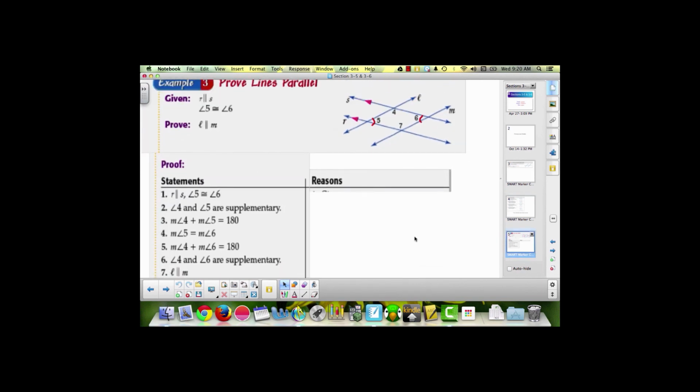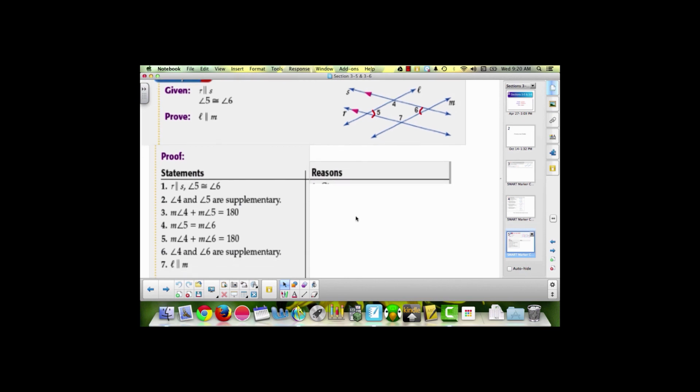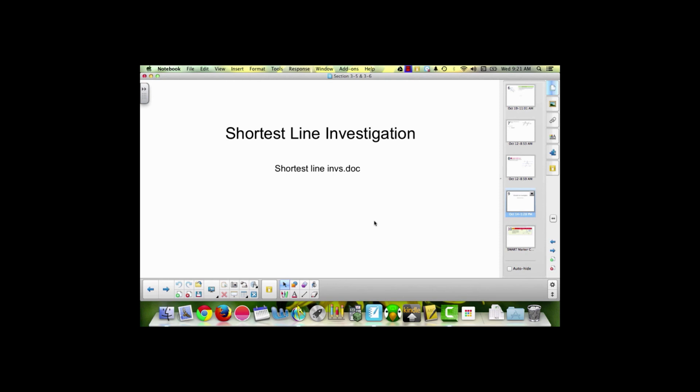Now I have an activity for you. I want you to fill in all the reasons for this proof. Go ahead and stop the recording now. You will be using either the converses or the original postulates and theorems from section 3.2 in some of these. This proof will help you decide when to use the original postulates and theorems and when to use the converse. Okay, now I have another activity for you to do.